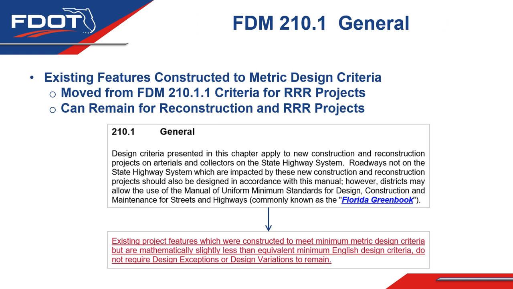In the general section, a sentence was moved from the criteria for 3R project section to clarify that existing features constructed to meet minimum metric criteria can remain for reconstruction and resurfacing projects without a design exception or variation. It was modified as a result of comments and concerns from districts and was not part of the TDH. This was more of a clarification.